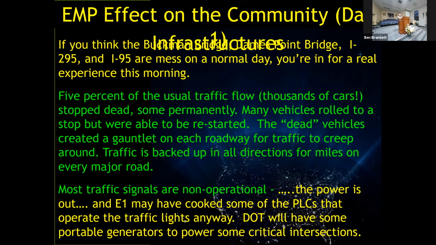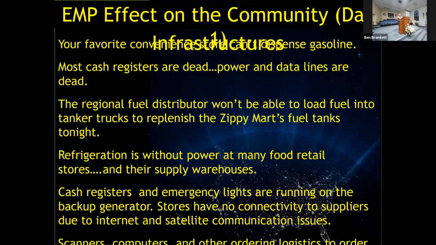Traffic signals unoperational. You can't get gas at the local Magic Market. Cash registers are dead. The regional fuel distributor can't load fuel into the tank trucks to refill the tanks at the Magic Market. Refrigeration at the food retail stores and their supply warehouses is down. Cash registers, the emergency lights running in the stores, but the stores will not have any connectivity to their suppliers to reorder the groceries that are taken out.